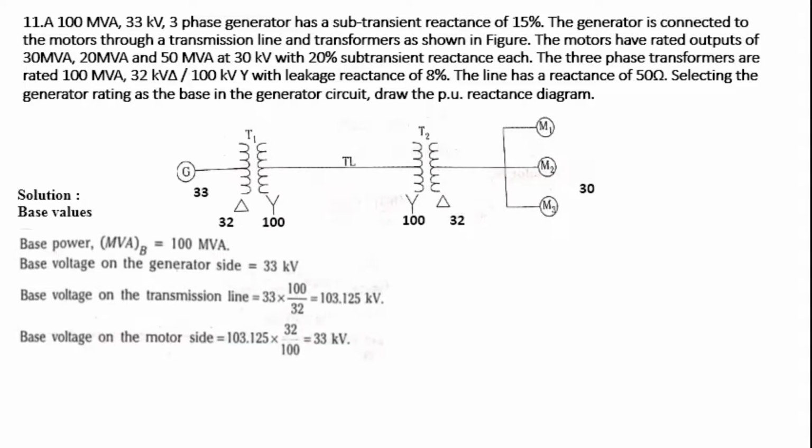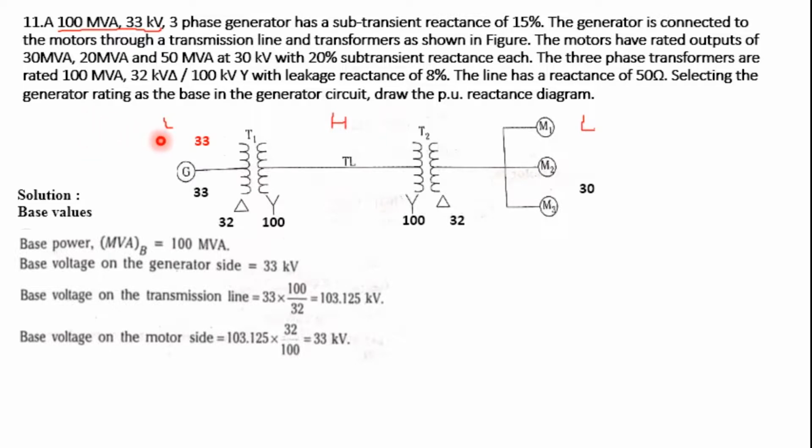In the numerical, they have mentioned 100 MVA, 33 kV is the base on the generator side. So this is 100 MVA, 33 kV on the base side of the generator. So we'll get the actual and the base value. Similarly, we have to calculate this is LT and this is ST. So we have to calculate the ST side.